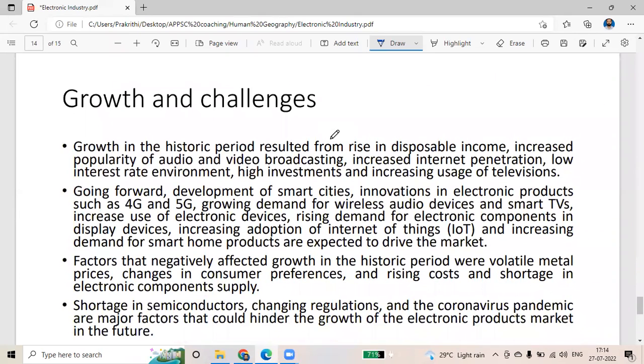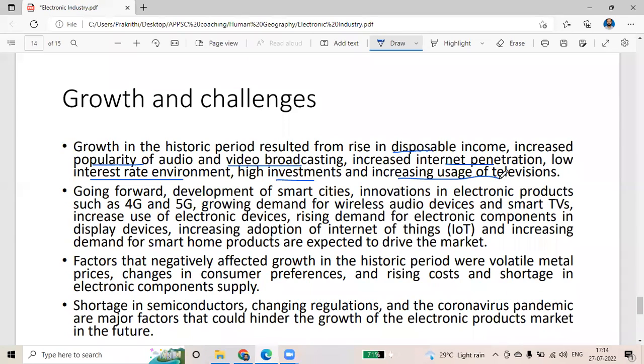So growth and challenges on a global scale, if you look, growth in the historic period resulted from the rise of disposable income, increased popularity of audio and video broadcasting, increasing internet penetration, low interest rate environment, high investment, and increasing usage of television. So these are some of the factors.